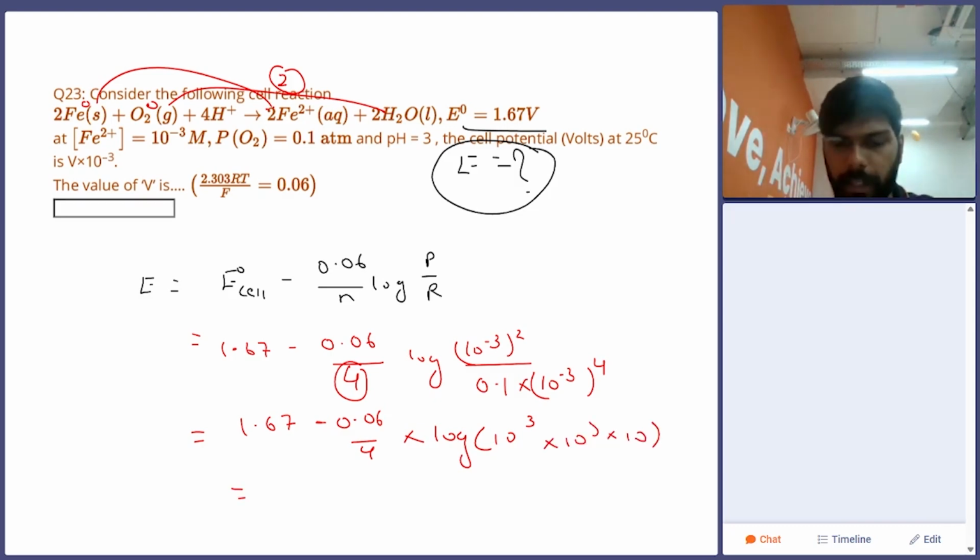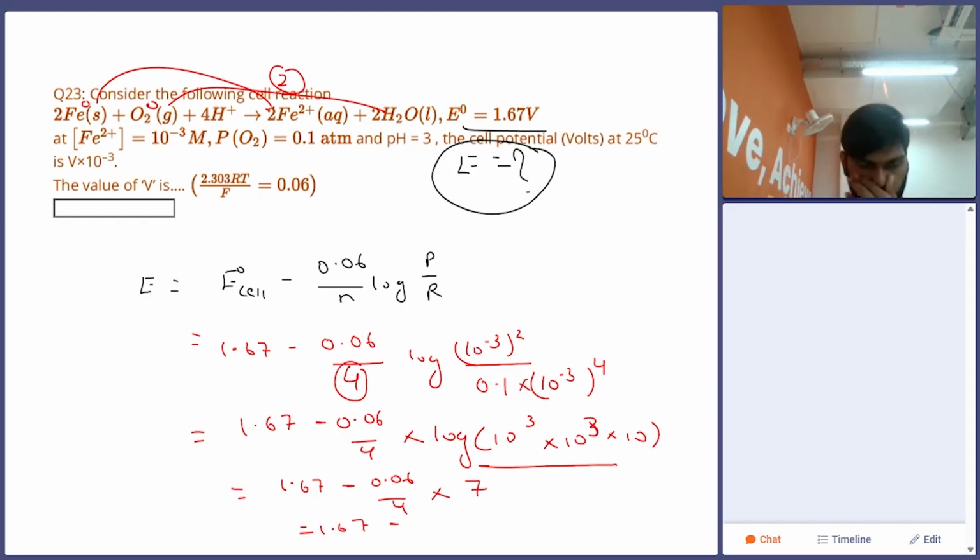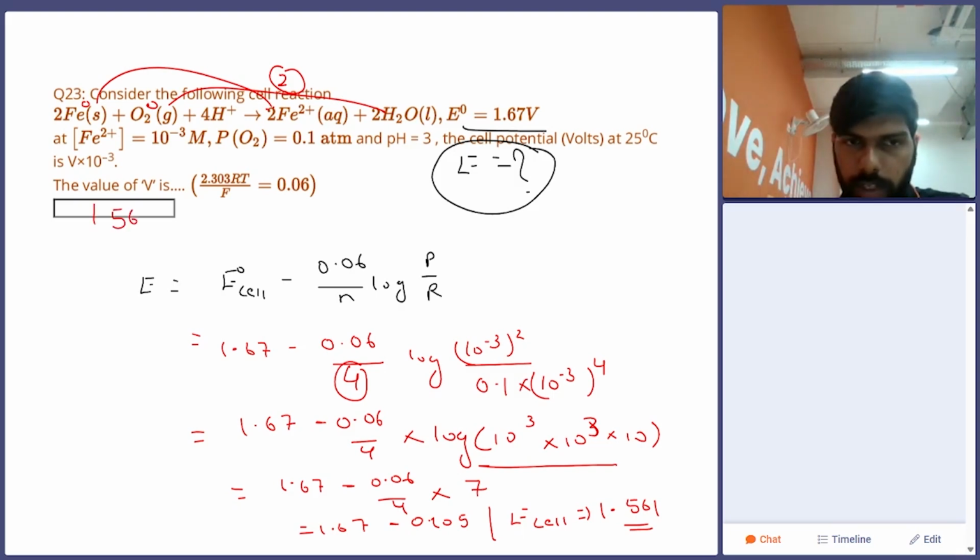Okay, now simple mathematics, students: 1.67 minus 0.06 by 4, and when you solve this, it is 10 to the power 3 into 7. Now again 1.67 minus, we have to solve, so this will become 0.105, and then the E cell that we will get is 1.561. Finally, 1561 is the right answer. For this numerical, 1561 is the right answer.